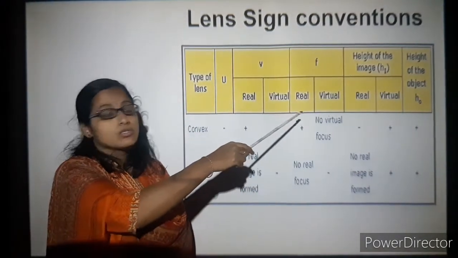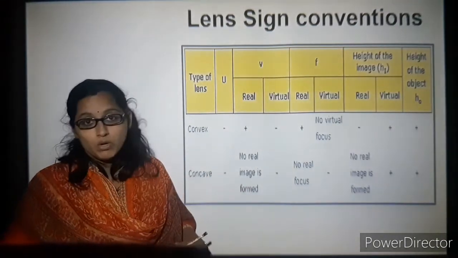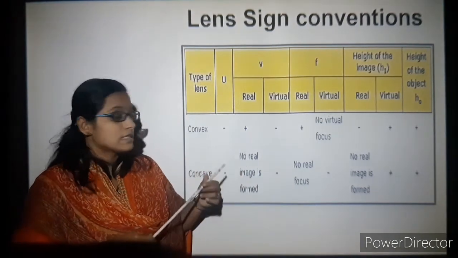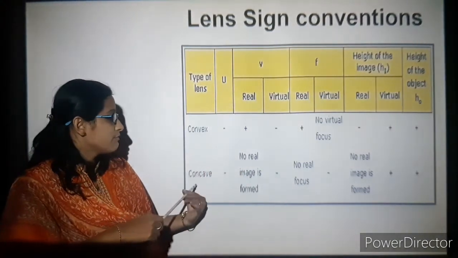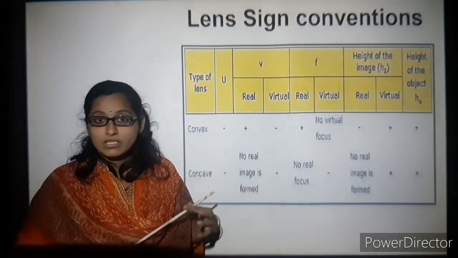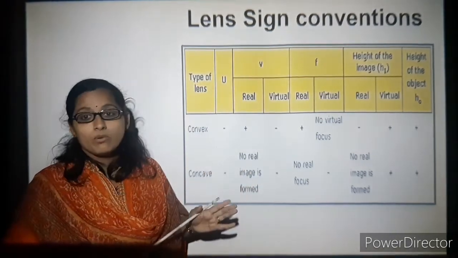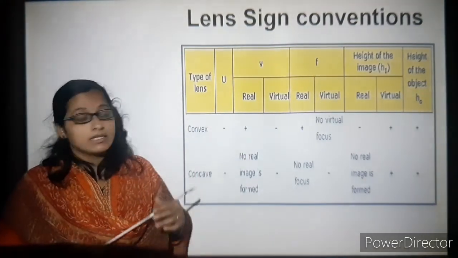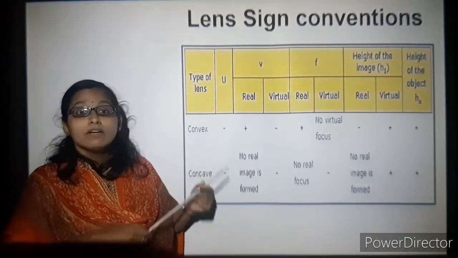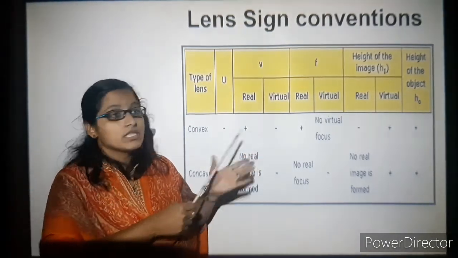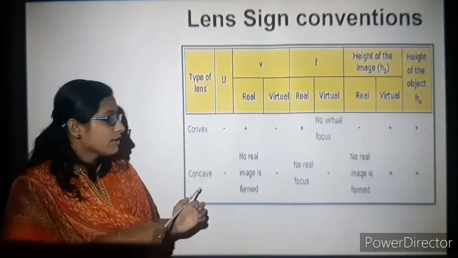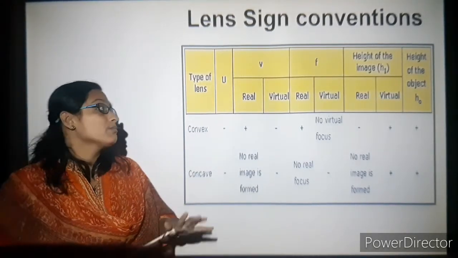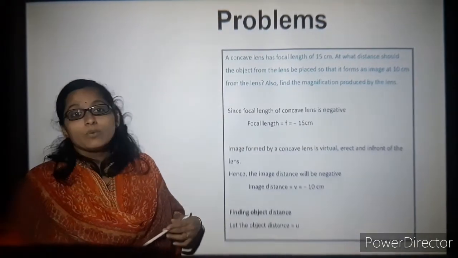Coming to the height of the image, that is H1, for a real image with convex it is negative, for virtual it is positive, and for concave there is no real image formed, but a virtual image is formed with a positive sign. Coming to the height of the object, that is H0, for convex lens it is positive, and concave also is positive. So now let's move on to the problems. Let's start with it.